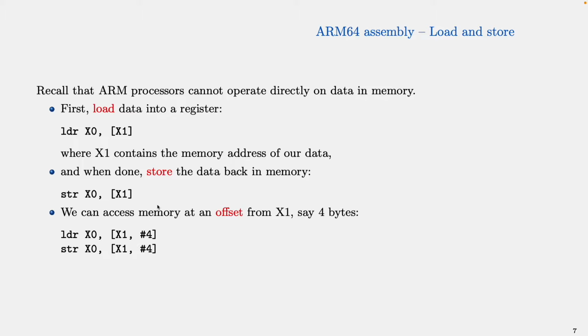We can also access memory at an offset from the value stored in X1. So this is done by simply including a number in the brackets. So we would write load into X0, brackets address X1, but with an offset of 4. So we would take the address in X1, add 4 to it, access the data that is stored there and move it into X0. And the same with the store instruction.